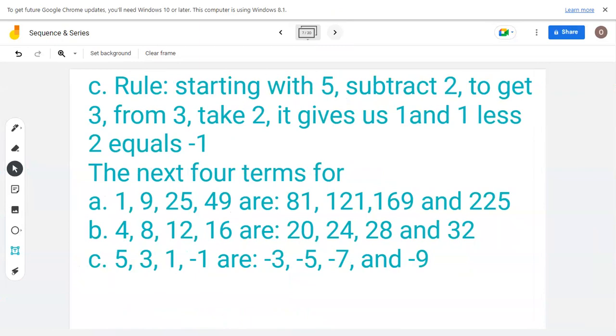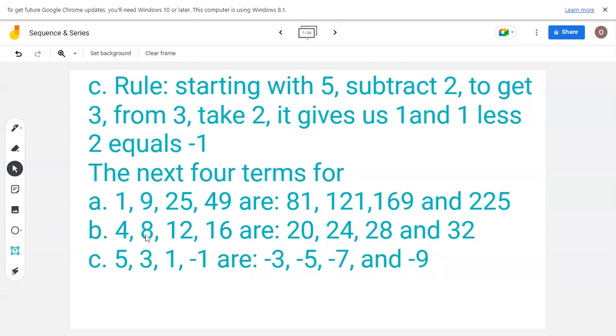Then let's consider the question to find the next four terms. For A: 1, 9, 25, 49. In this case, we have 7 squared giving 49. The next odd number is 9, 9 squared gives us 81. The next one is 11, 11 squared gives us 121. The next odd number is 13, 13 squared gives us 169. The next odd number is 15, 15 squared gives us 225.